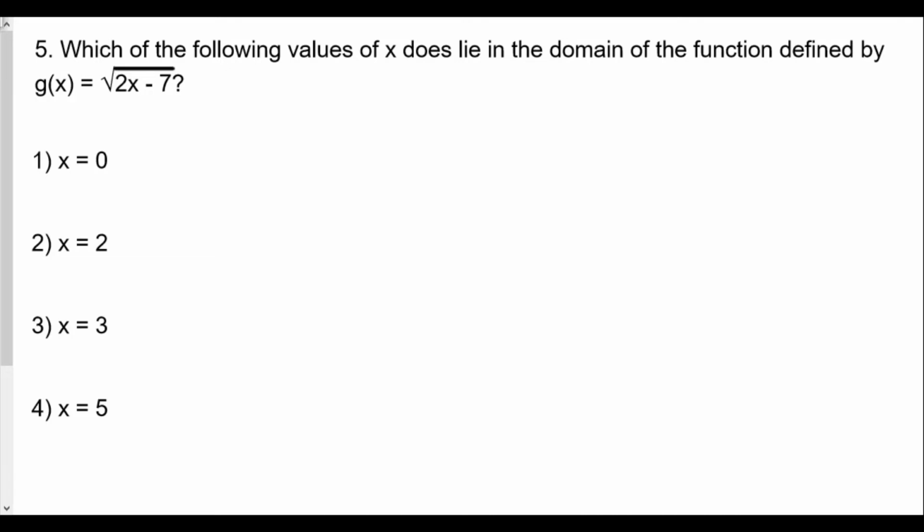So here we go. Number 5. Which of the following values of x does lie in the domain of the function defined by g of x equals the square root of 2x minus 7? Okay, so we have a square root function, and so we have a second thing to look out for.